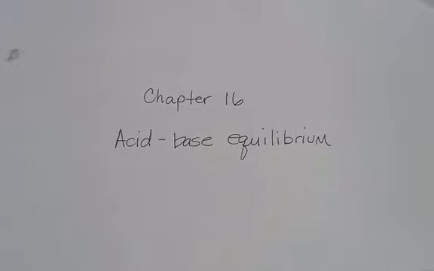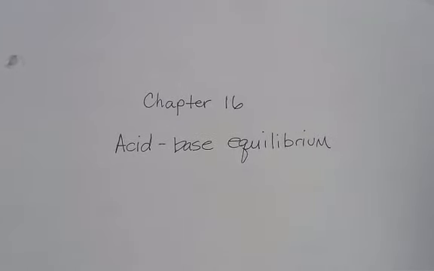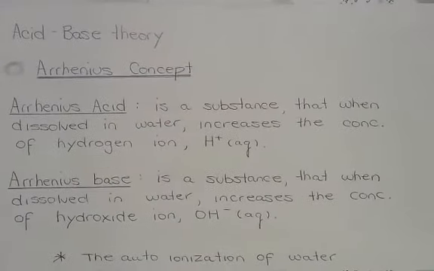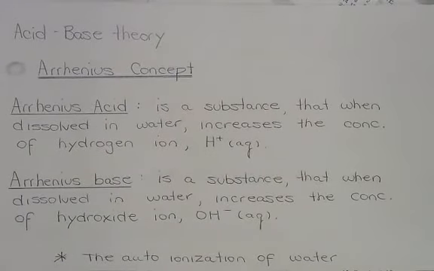So chapter 16, here we go. Acids and bases. Okay, so the first thing is we need to give a definition of acids and bases. There are 2 different ways that you are going to be responsible for understanding acids and bases. And the first one is called the Arrhenius concept.